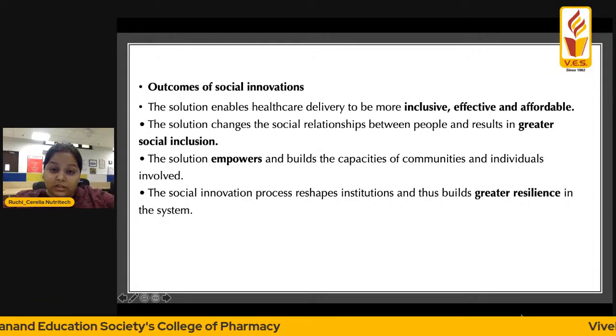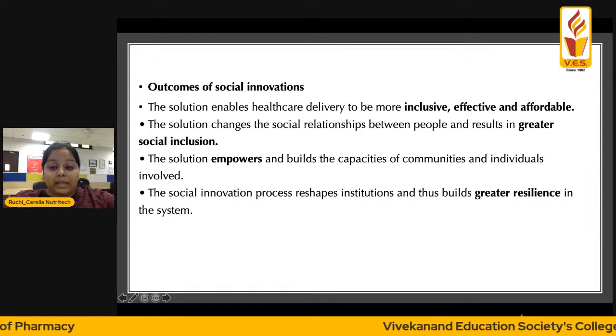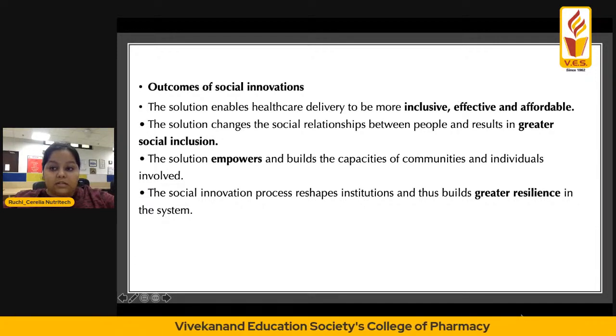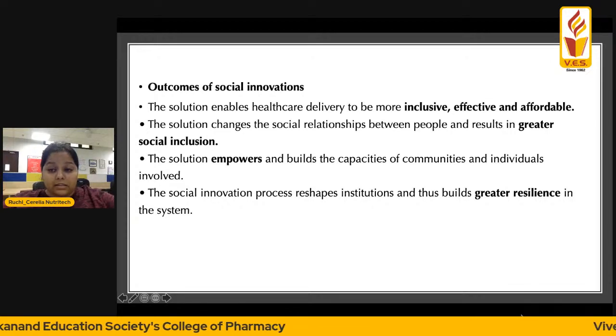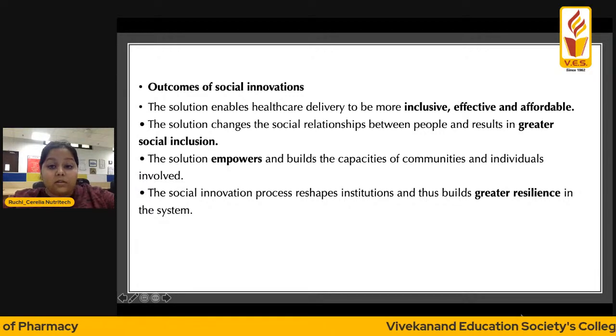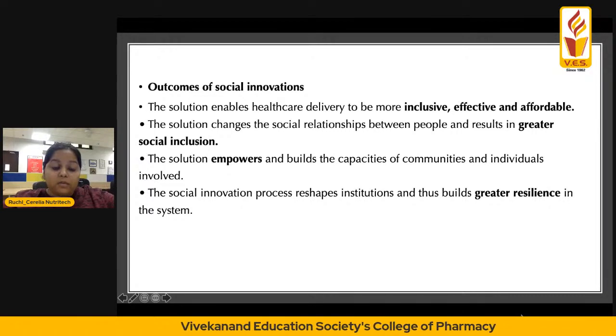Also, when we look at social innovation, it is always done so that we can improve social inclusion, so that healthcare is not restricted to people who are better in economic condition, but is available to all strata of society. Another important outcome of social innovation is that it empowers people.